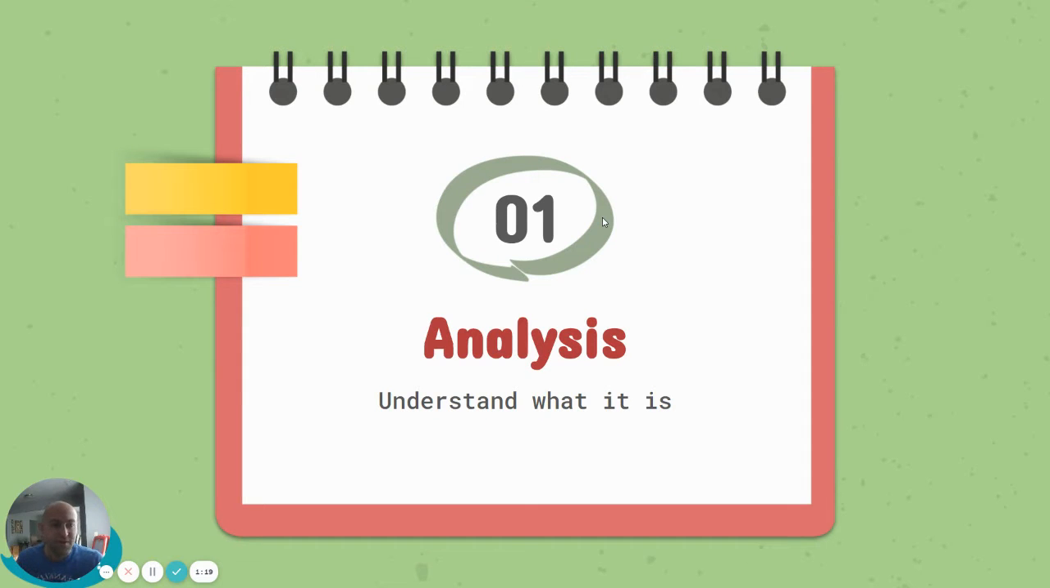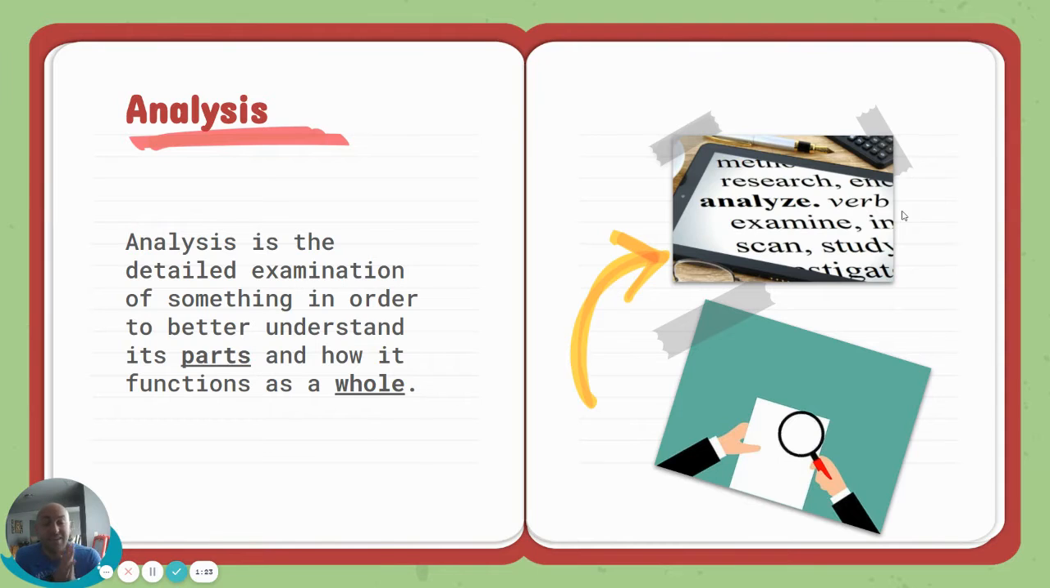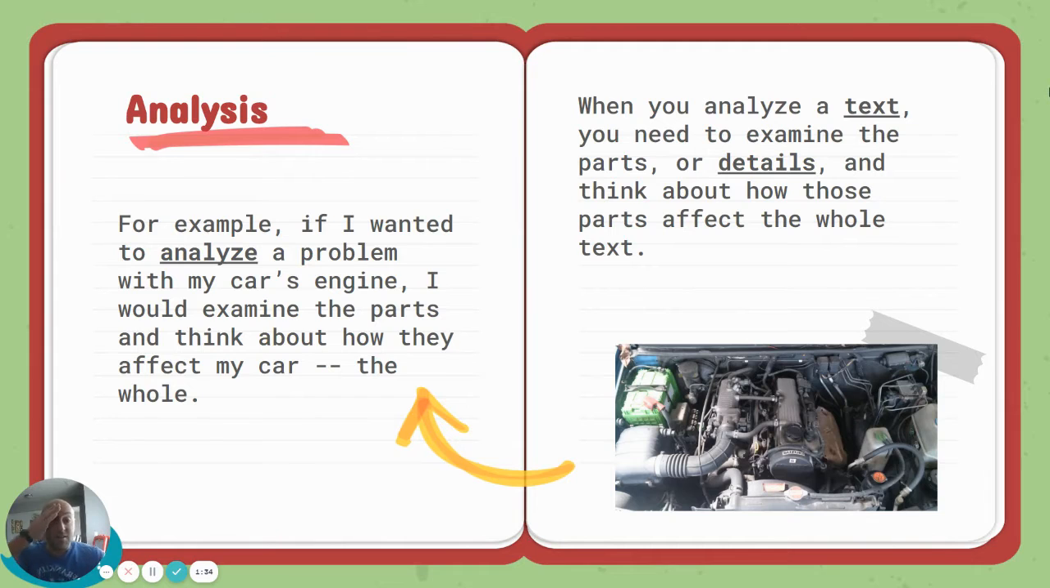So first, we're going to do analysis. We're going to understand what it is. So analysis is the detailed examination of something in order to better understand its parts and how it functions in a whole. It's looking at something closely to understand it. For example, if I wanted to analyze a problem with my car's engine, I would examine the parts and think about how they affect the car, the whole. Or at least I would if I was a person who knew how cars worked.